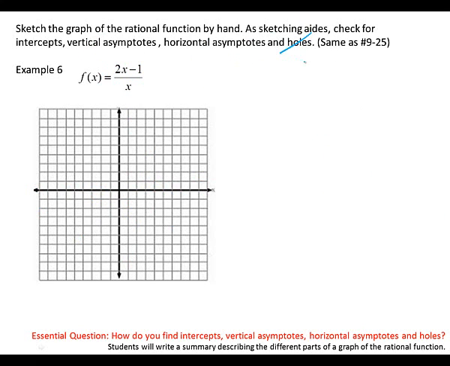All right, next thing I'm going to do is my vertical asymptotes. How do we get vertical asymptotes? By setting the denominator equal to 0. So I'm going to sketch that vertical asymptote. We get basically the y-axis this time.